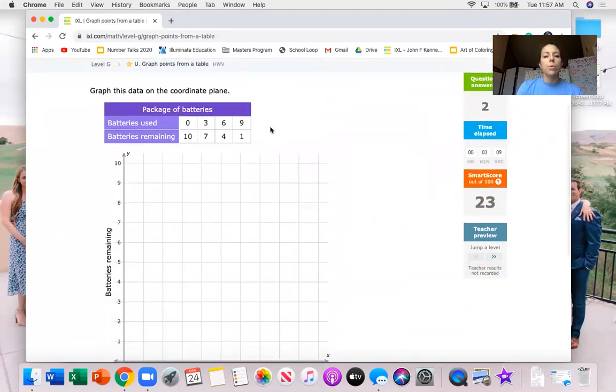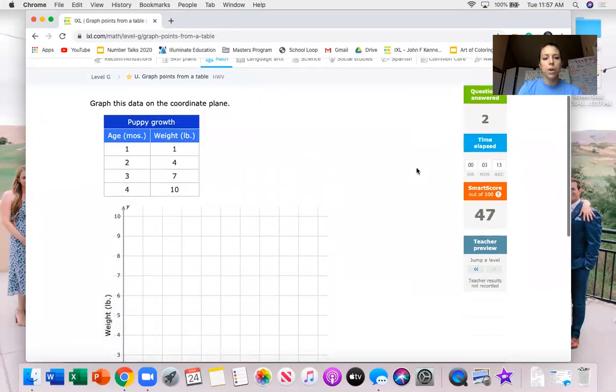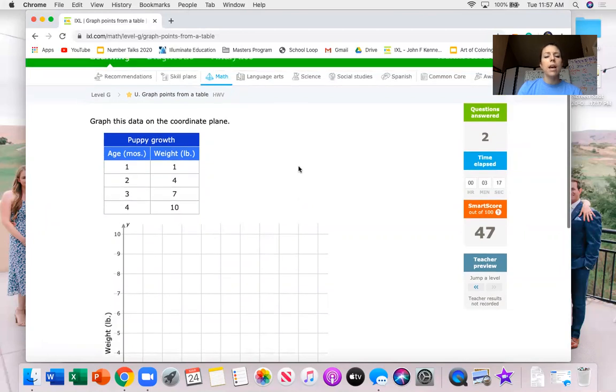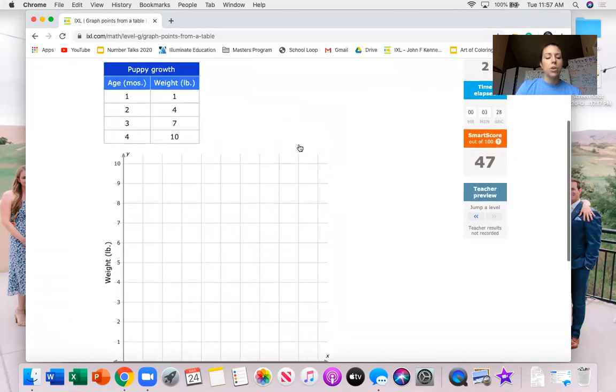Okay, so next level, let's go ahead and jump a level. Once you get to, it looks like, a SMART score of 47, it's the same idea, just represented in a different type of table. Now our table is vertical rather than horizontal, but the idea is still the same. Here are our values that represent age, if it looks like a puppy's growth, and the weight in pounds that associates with that age.